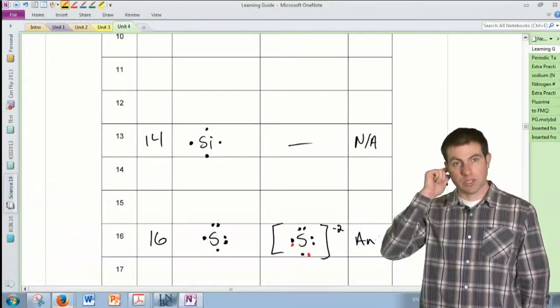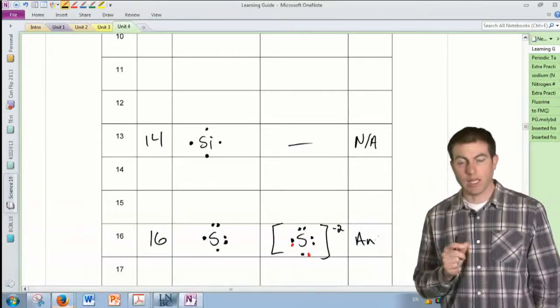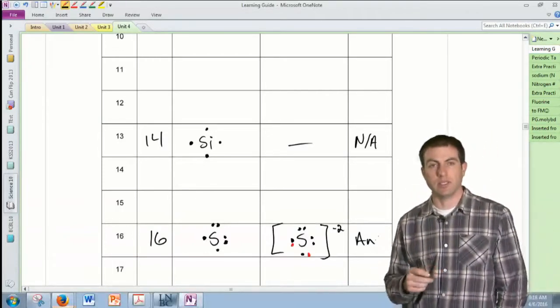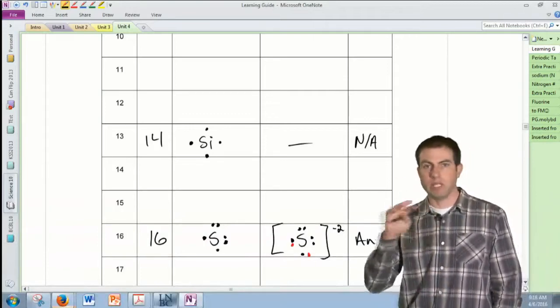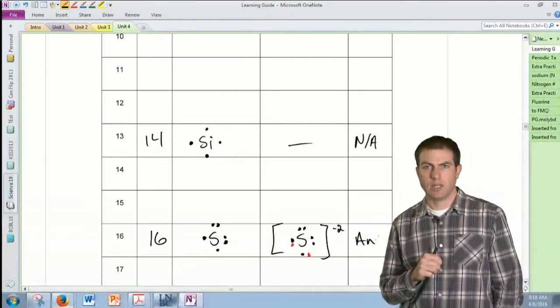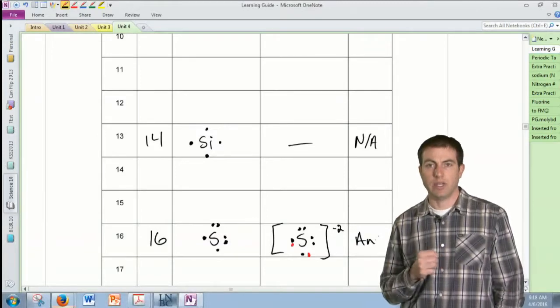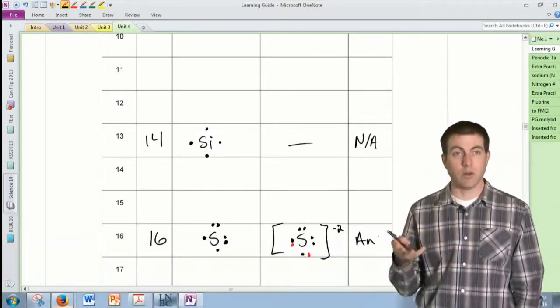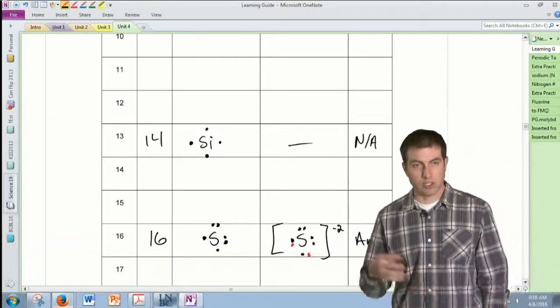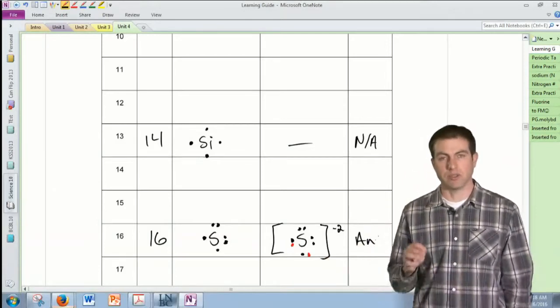So one really interesting thing about Lewis structures with ions is if it's a metal, it's going to have an empty outer shell. If it is a non-metal, it'll always have a full shell. And that's just a general rule that works for all Lewis structures of ions.